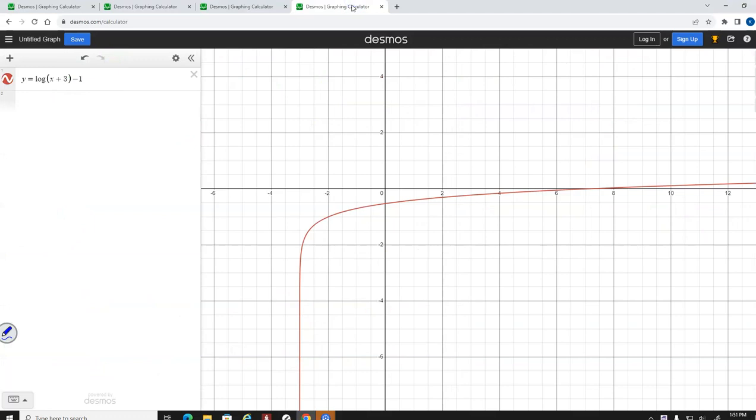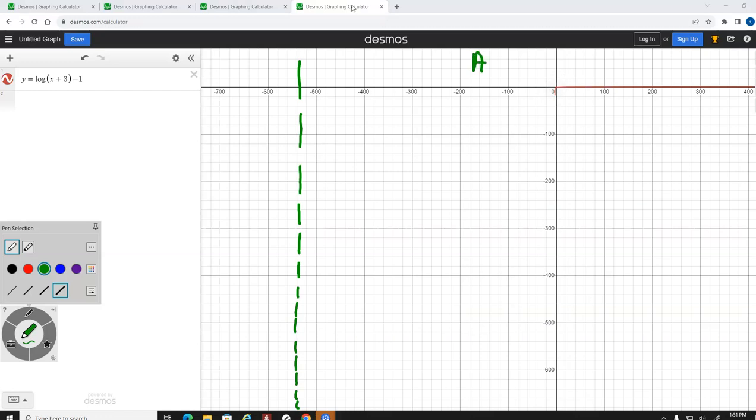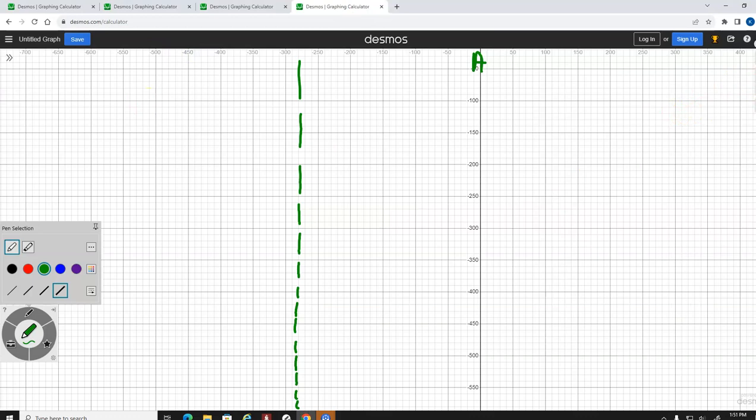All right, the last graph right here. So again, this is a log function, which means my asymptote is going to be vertical. So it's going to be right here, whatever the flatter line is. Okay, whatever the flatter line is, it's always vertical. So that looks like my asymptote.